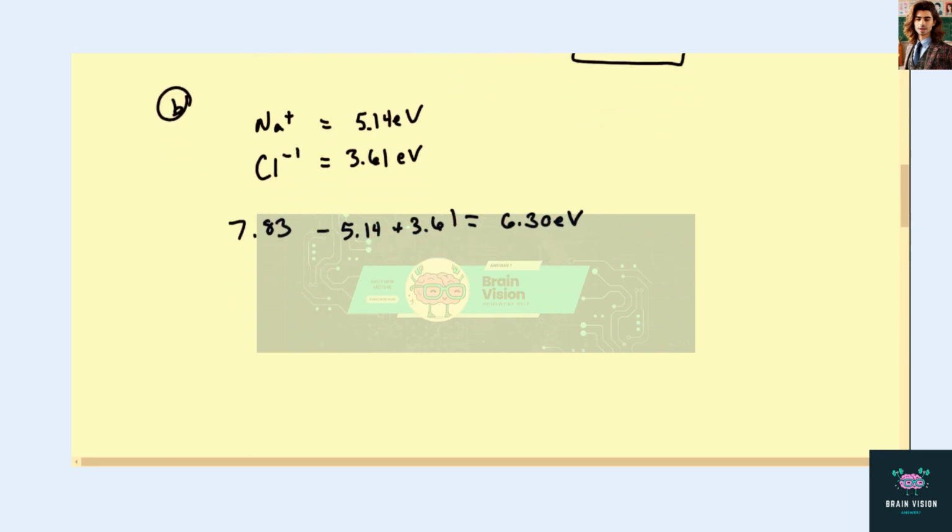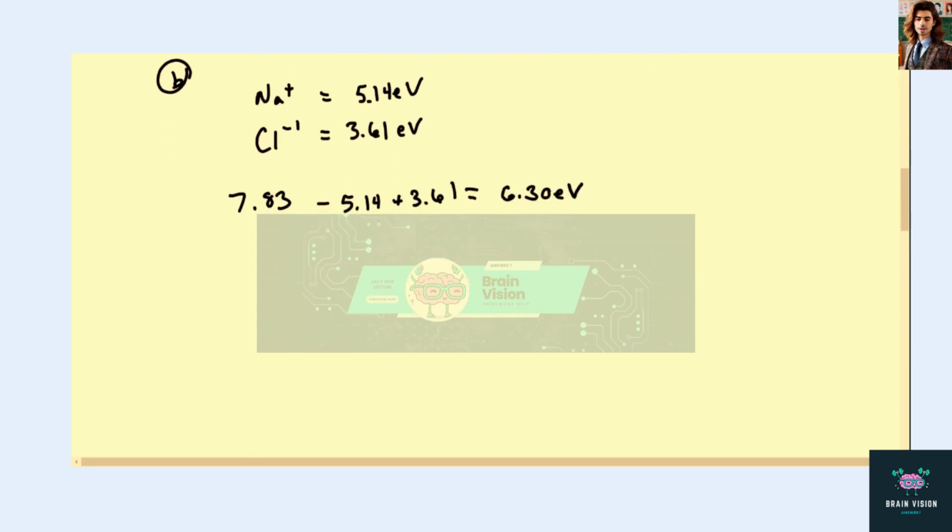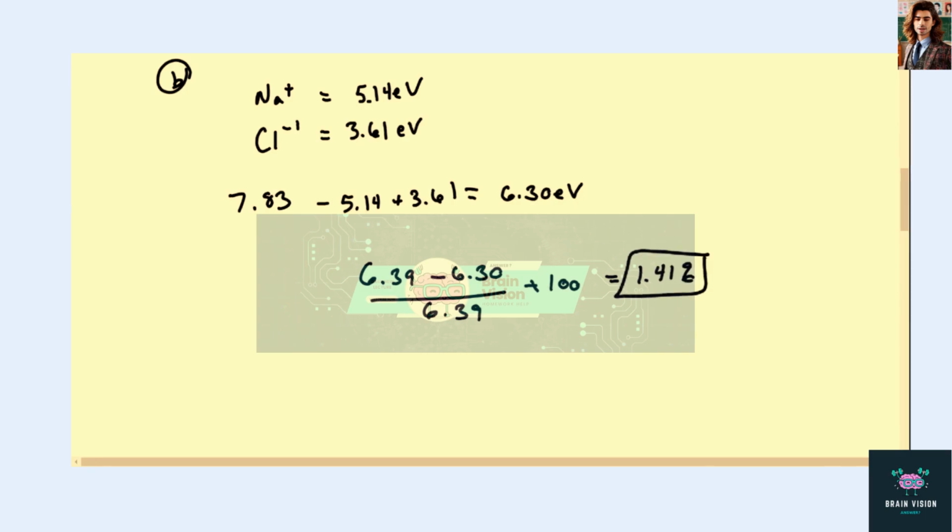And we're not quite done. We're just going to find the percentage error. And we got 3.9 minus 6.3 divided by 6.39, and times 100. And we get 1.41% for the percent error. And that's the end of this question.